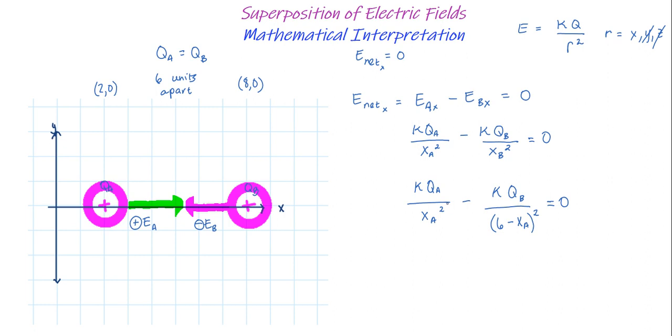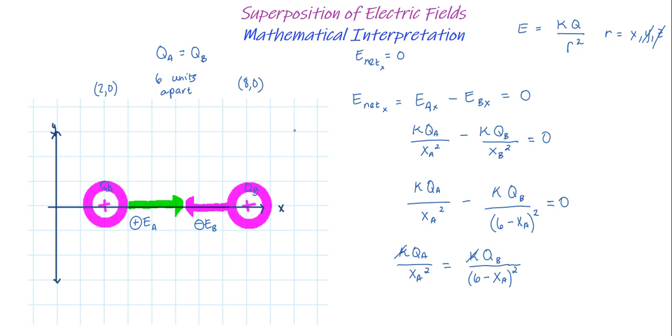At this point, I'm going to set these two expressions equal to each other because they both sum to 0. So if I add this term over to this side, I end up with K QA over XA squared equals K times QB over (6 minus XA) squared. Now at this point I know that K is a constant that's the same.